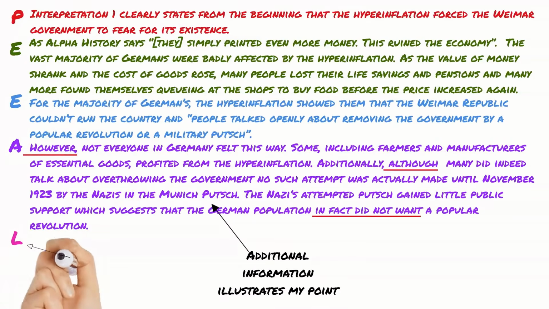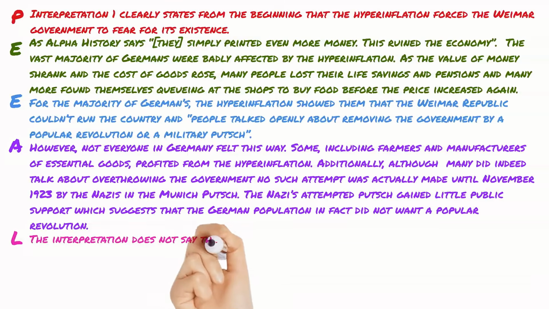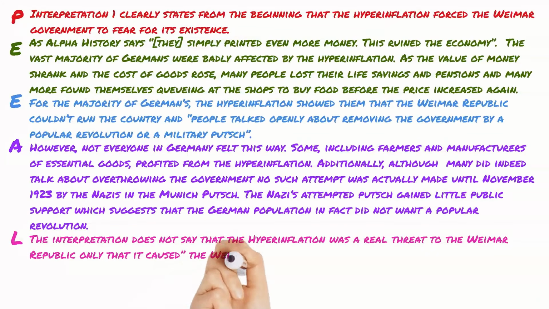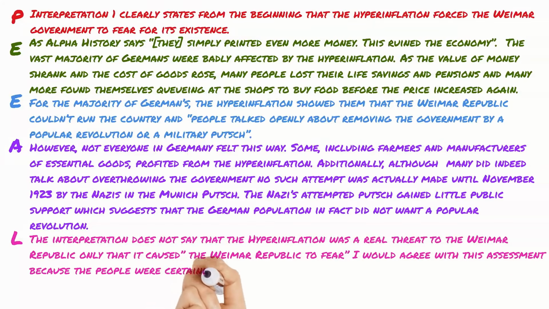Now we come to the new bit, L for language, and this is where you just need to think about the language and tone used and see if you agree with it. So the interpretation does not say that hyperinflation was a real threat to the Weimar Republic, only that it caused the Weimar Republic to fear. I would agree with this assessment because the people were certainly angry, but no action was taken by them. And so I'm just focusing on that language Alpha History have used to help me with my judgment. And that's it for paragraph 1.